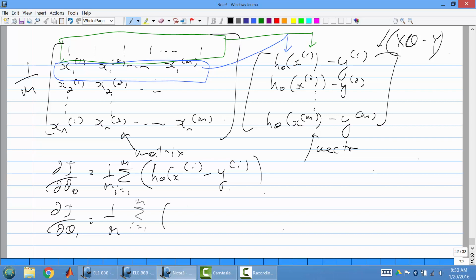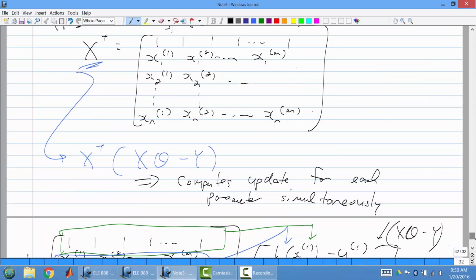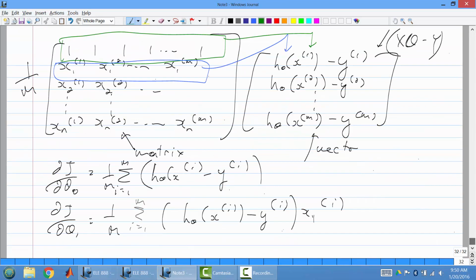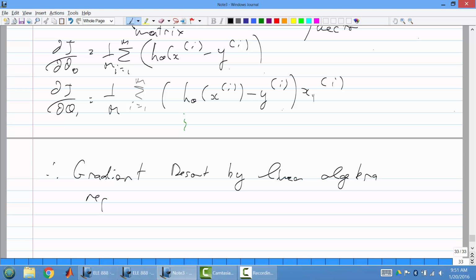So this is h theta, and then x_1, sorry, not j, 1. And then you can see a pattern from there. This formula does it from a linear algebra point of view, and it does it very nicely. Therefore, gradient descent by linear algebra is simply this. Simply repeat.